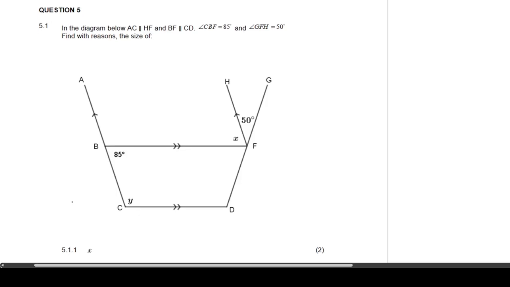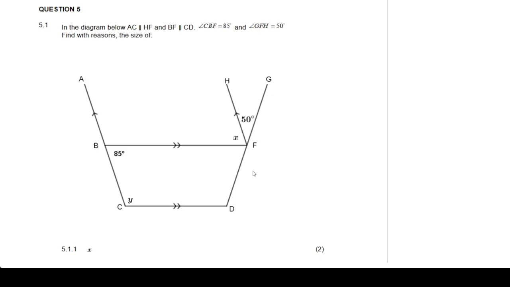All right. Question 5.1. All right, so they are giving us that in the diagram below, AC is parallel to HF.